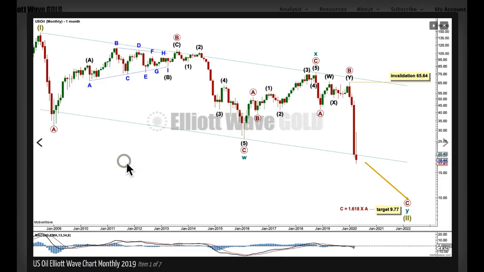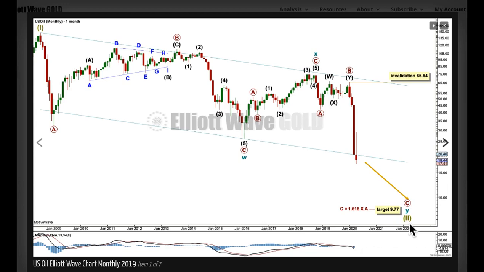Elliott Wave analysis first, classic analysis last. I've had the lower target, 9.77, for quite a while, and after this huge downward month, it's not looking so extreme anymore now, is it? This structure for this bear market for oil is a double zigzag.